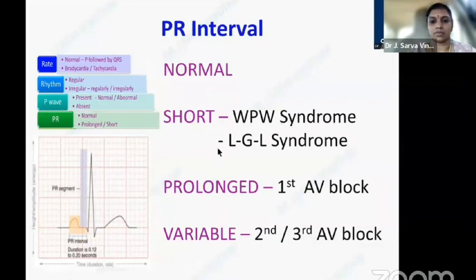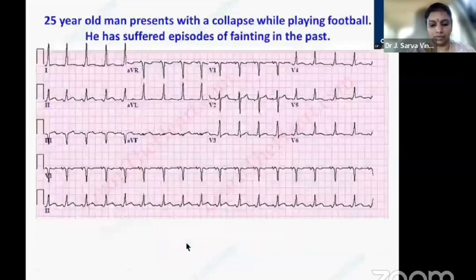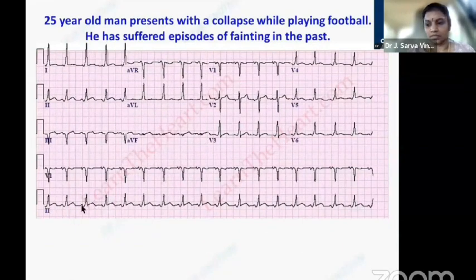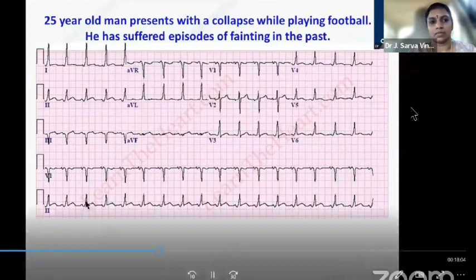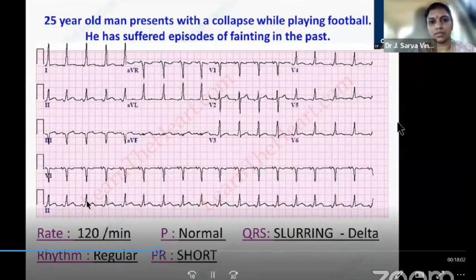So what all can happen in the PR interval? It can become short when there is any accessory pathway like WPW syndrome or Lown-Ganong-Levine syndrome, or it can be prolonged or it can be variable. So now we have to concentrate on the rate, rhythm, P wave, and the PR interval. What about the rate? It seems to be tachycardia. Rhythm: there's a P followed by a QRS complex, and they are occurring at regular intervals. So the rhythm is regular. And what about the PR interval? The PR interval is very short. And we can see a slurring of the QRS complex. So this is pathognomonic of WPW syndrome.